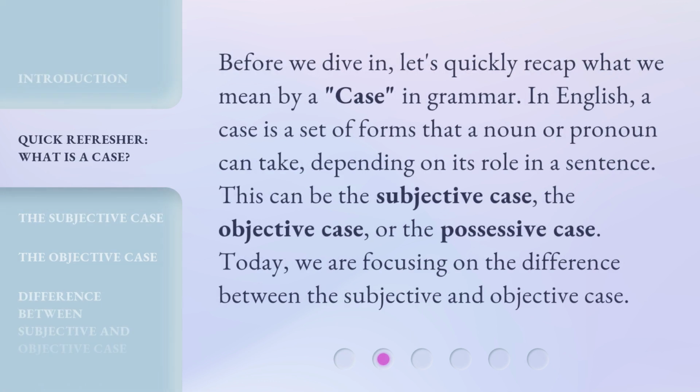Before we dive in, let's quickly recap what we mean by a case in grammar. In English, a case is a set of forms that a noun or pronoun can take, depending on its role in a sentence. This can be the subjective case, the objective case, or the possessive case. Today, we are focusing on the difference between the subjective and objective case.